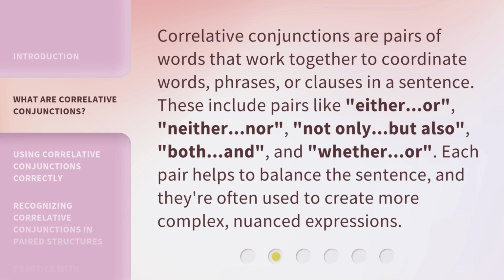Correlative conjunctions are pairs of words that work together to coordinate words, phrases, or clauses in a sentence. These include pairs like either/or, neither/nor, not only but also, both and, and whether/or. Each pair helps to balance the sentence, and they're often used to create more complex, nuanced expressions.